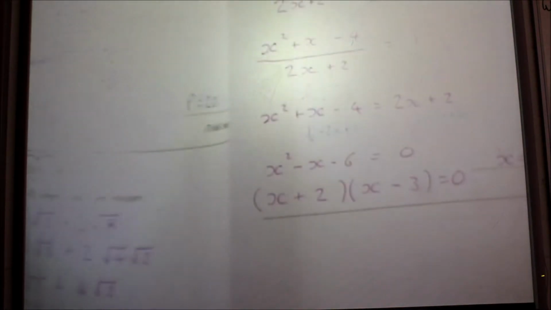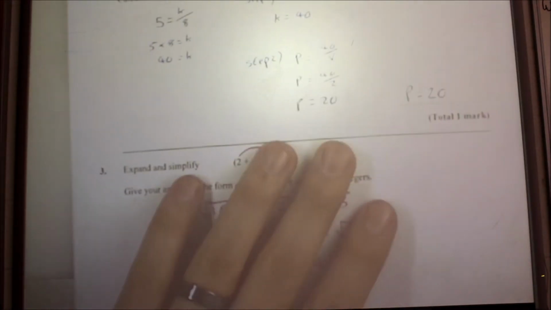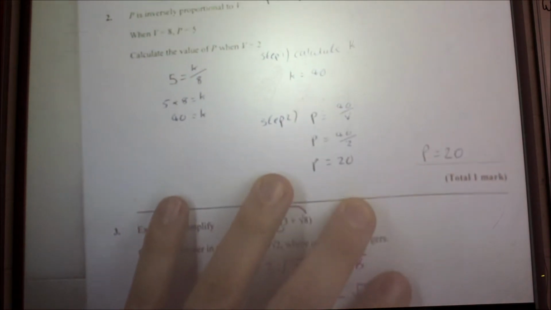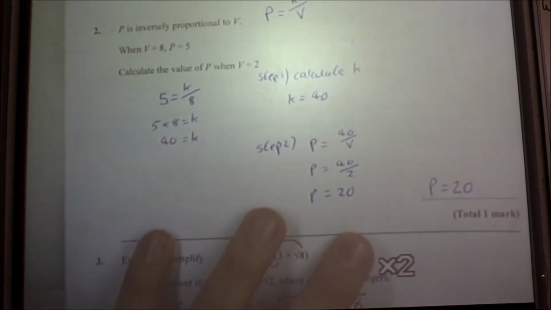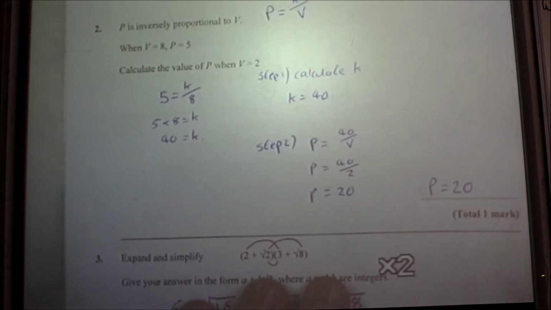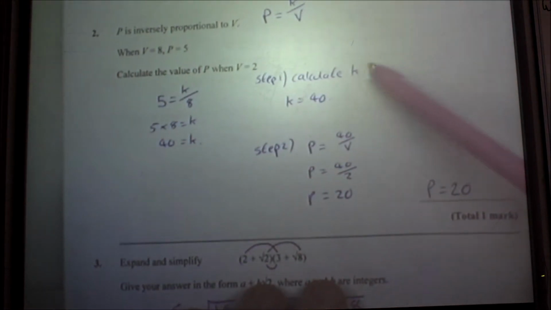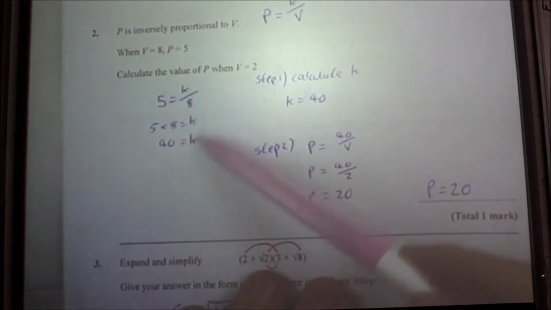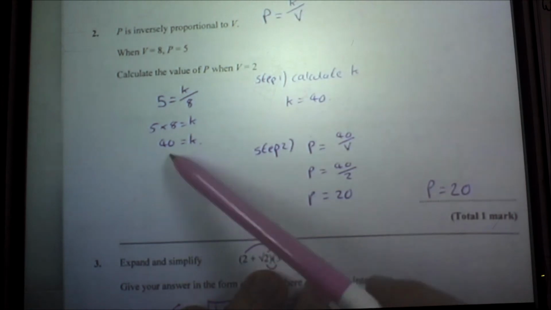Question number 2. P is inversely proportional to V. I'm a bit upset there weren't more questions on here about inverse proportion, but we'll make do with this. So if it's inversely proportional, P equals K over V. So step 1, we're going to calculate what K is. We can do that using these numbers here. So 5 equals what over... Anyway, so K equals 40.